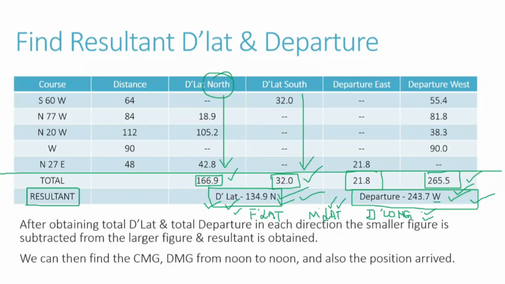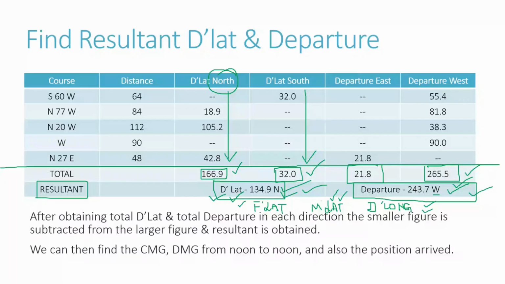Just give me 1 minute. So is it clear beta up to here? Finding the final position. It is exactly similar to a plane and parallel sailing problem. There also we found the DLAT and departure and applied them to the initial position to find out the final position. So exactly the same process. Okay, all right. So that tells me it's clear. So let's go to the next thing now.